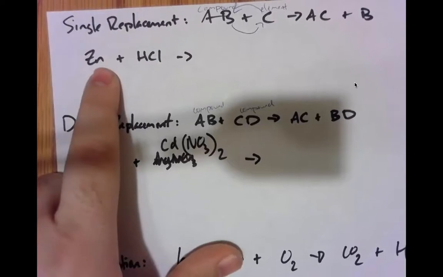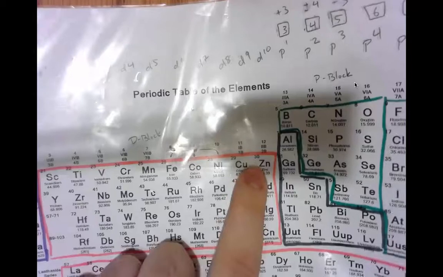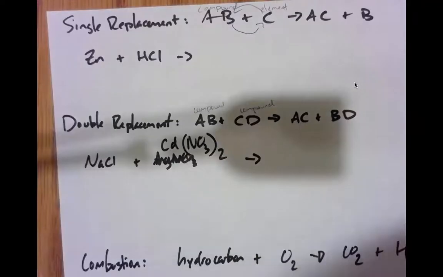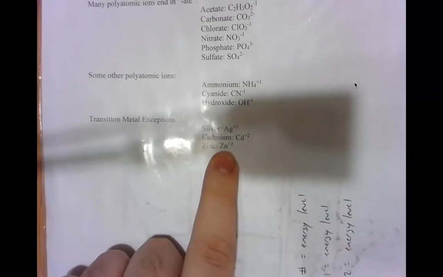So this first example uses zinc. If you guys remember, zinc is a transition metal. You guys do have this separate piece of paper on the back that has some information, which includes zinc. Zinc has a positive 2 charge. Remember, guys, don't forget that this information is here on the back. This is always where I recommend looking first.